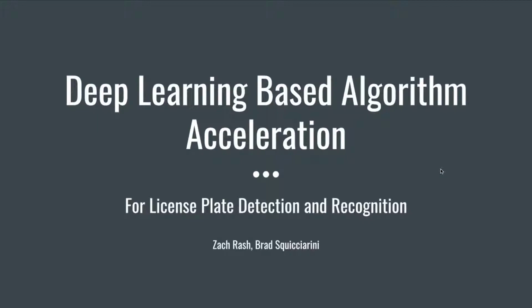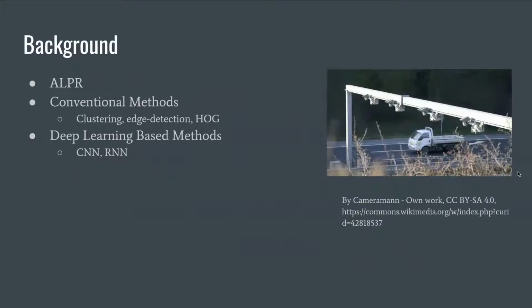And for our project, we decided to do a deep learning-based algorithm acceleration for license plate detection and recognition. Just a little background on the problem. There are some conventional methods for solving this problem, such as clustering and edge detection for detecting characters, or even histograms of oriented gradients. However, we decided to go with a deep learning-based approach to leverage recent advancements in CNNs and RNNs.